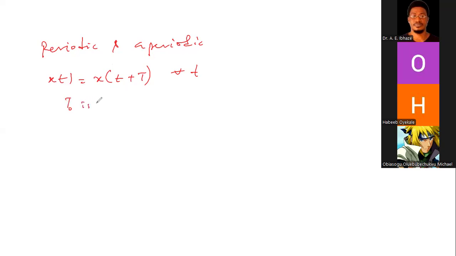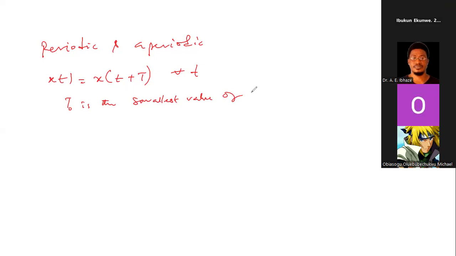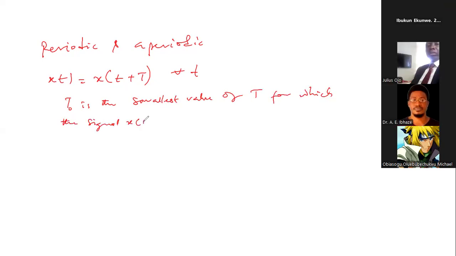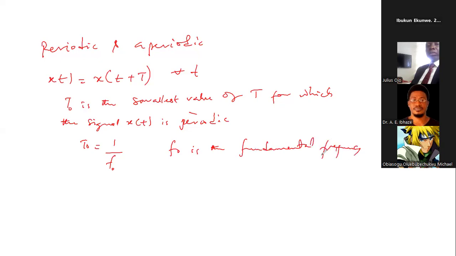So T naught is the smallest value of T for which the signal S of t is periodic. And then T naught will be the same as the inverse of the fundamental frequency, where F naught is the fundamental frequency. Okay, Ibukun, tell us.